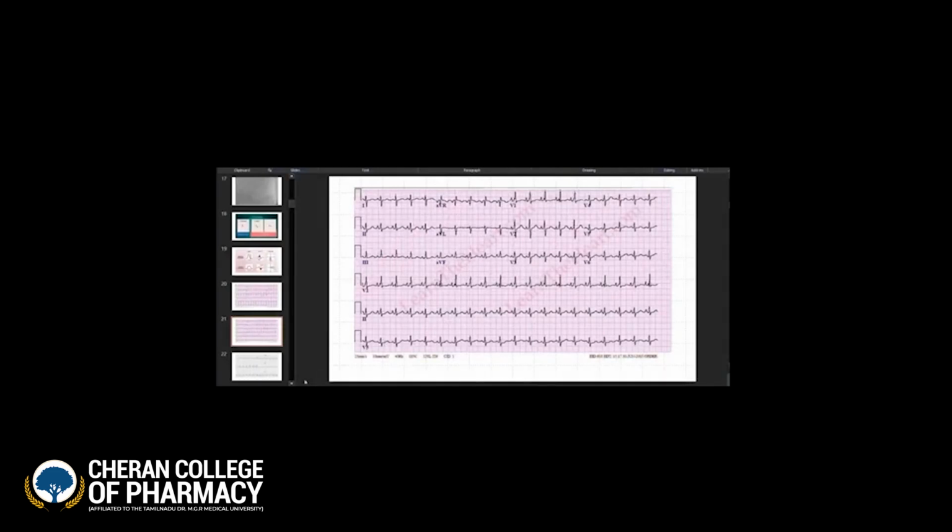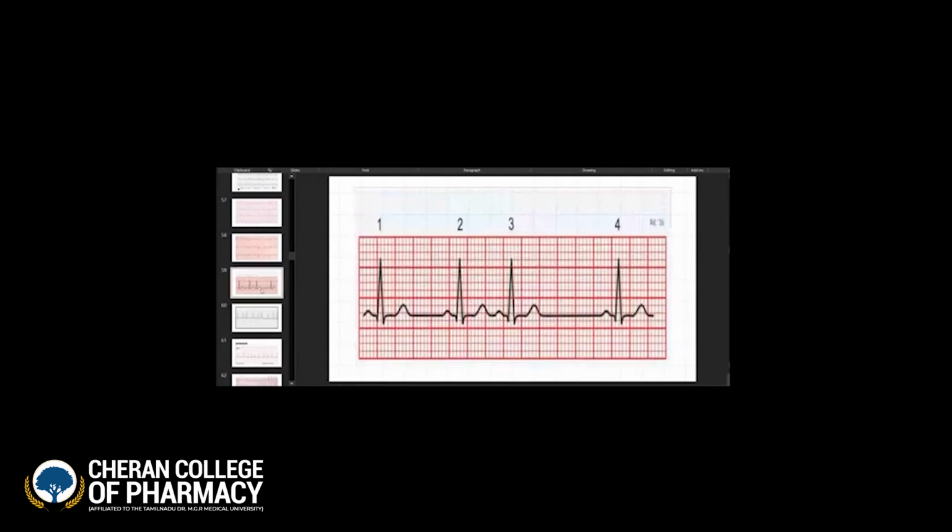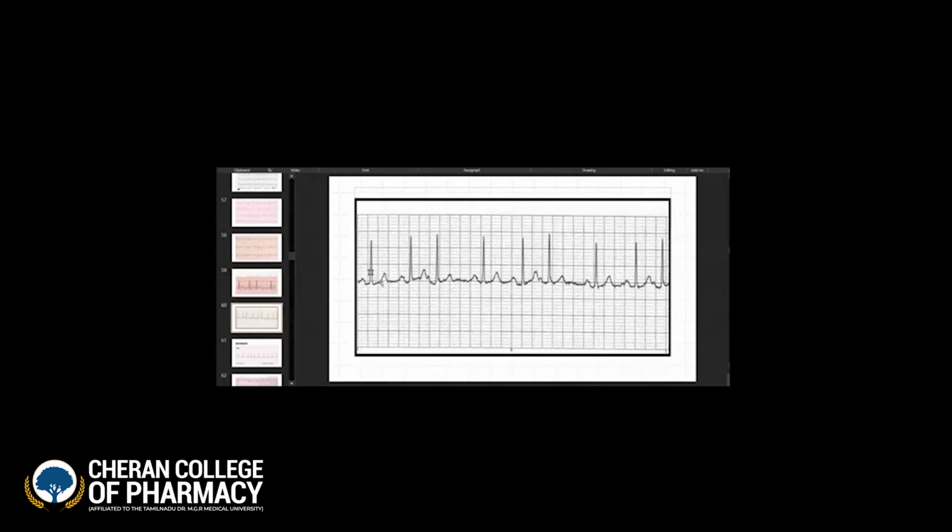Now I'll show you what the irregular pattern looks like. Just a moment. Can you see the difference? Yes or no, guys? Is this regular? Oh, okay. This is an irregular pattern. So the first task is done, how to identify whether the rhythm is regular or irregular. Can you say whether this is regular or irregular? Anyone?